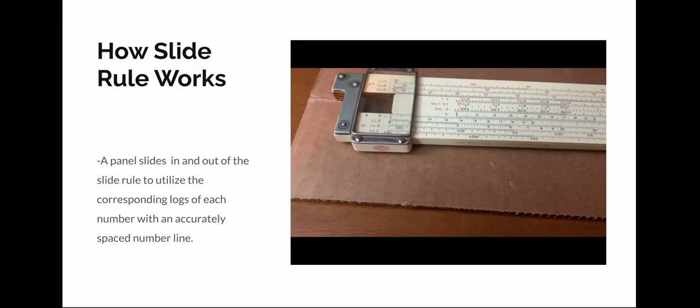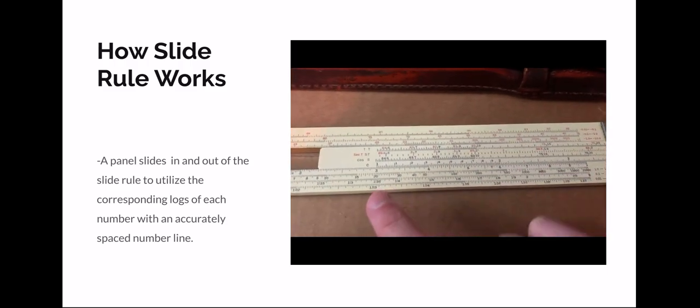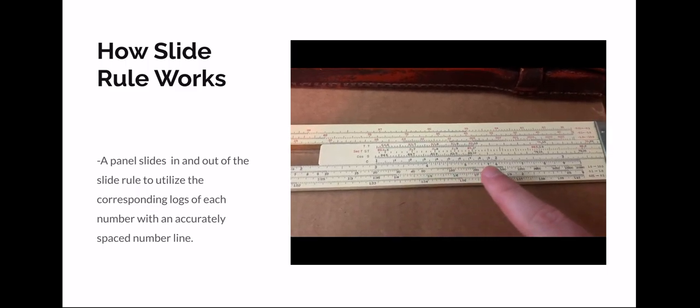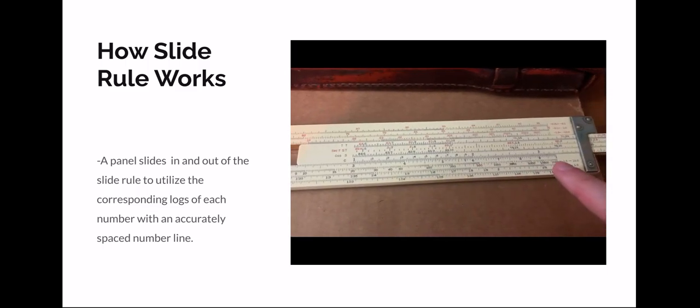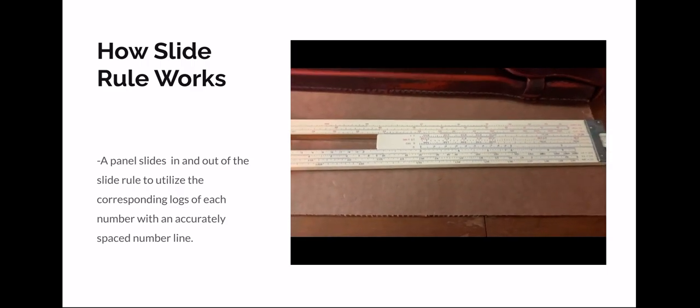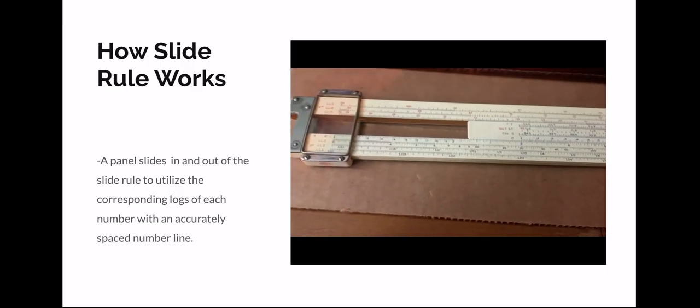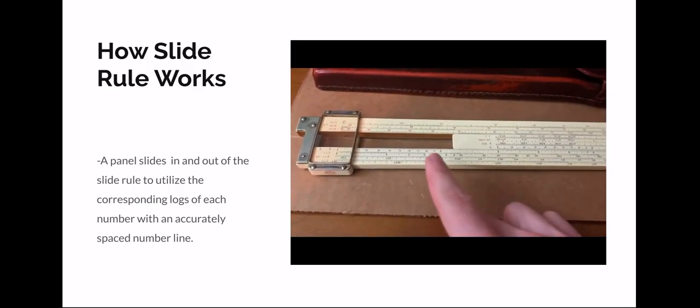And I could do this for 3 as well. See, now 1 is above the 3. Now I know 1 times 3, well, it's 3. 3 times 2, 6. So this is based off the relationship of numbers to each other, and it's all to scale.